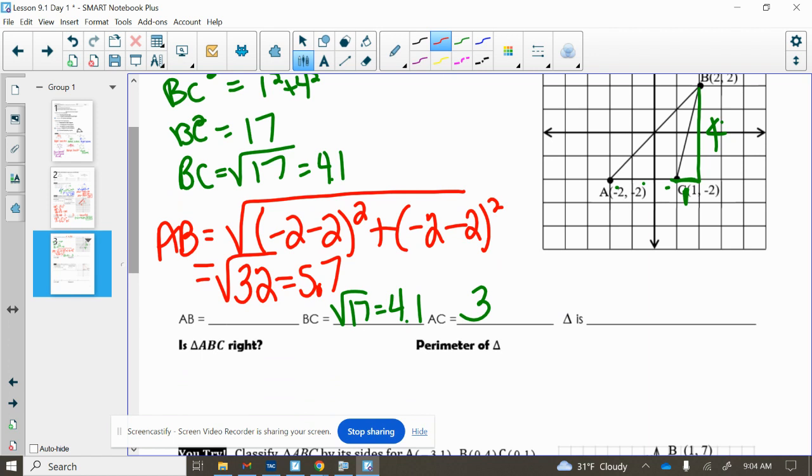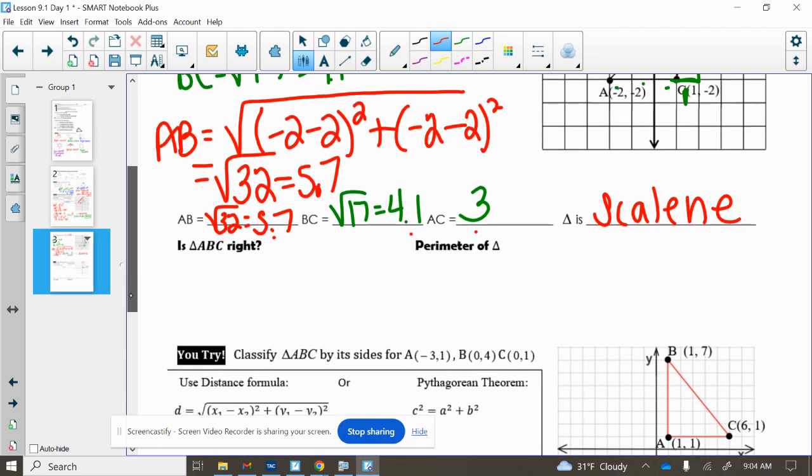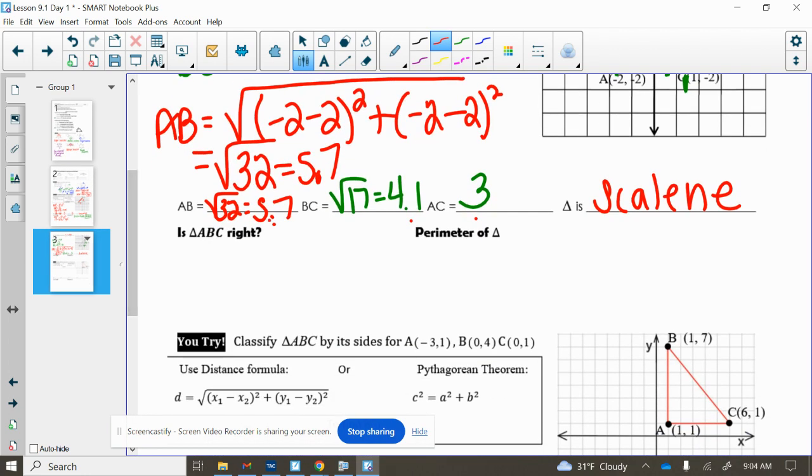So what we see is when we have the square root of 32 equals 5.7, all 3 of these are different sizes. So our triangle is scalene. The perimeter then, if we add these 3 numbers up, is 12.8.